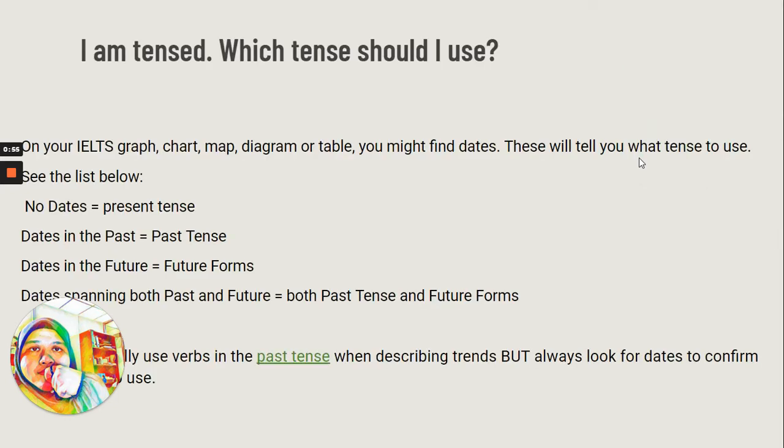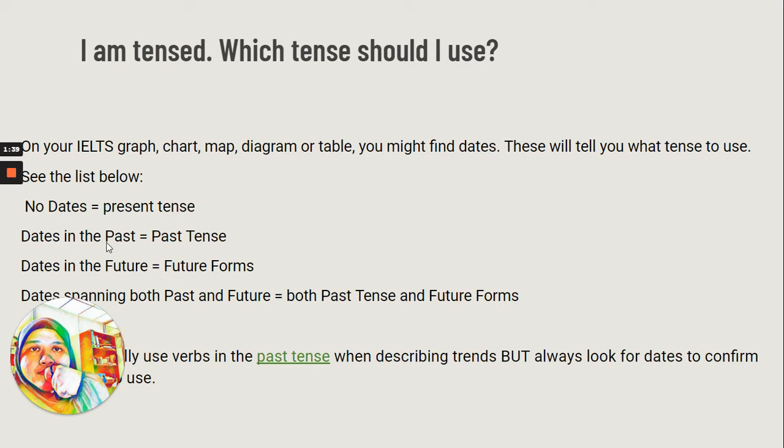So when we talk about using tenses for IELTS writing tasks, it doesn't matter whether it is task one or two, but especially for writing task one, on your IELTS graph or chart or map or diagram or table, you might find dates. Those dates or years or periods of time will tell you what tense you should use in your writing. For example, if there are no dates being stated in your data, then you have to use present tense in describing the data.